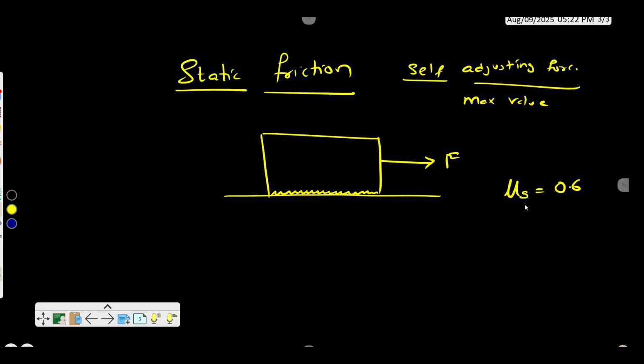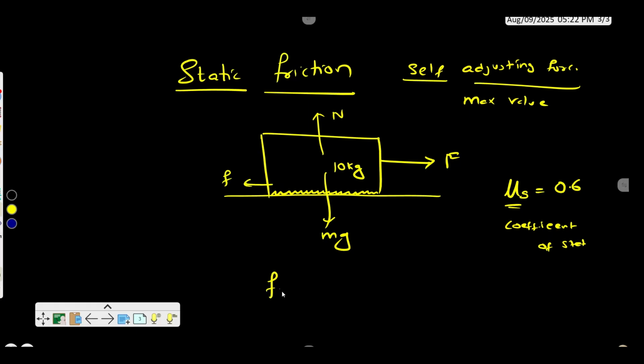Now, what is this mu s? It is called the coefficient of static friction. Now, let us assume this block's mass is some 10 kg. When I draw the FBD, mg downwards and normal reaction upwards, friction will be acting backwards. So friction is equal to mu into normal reaction. The static friction I'm going to calculate is 0.6 into the normal reaction, equal to mg, which is 100. That is 0.6 into 100, which would give me 60 Newton.